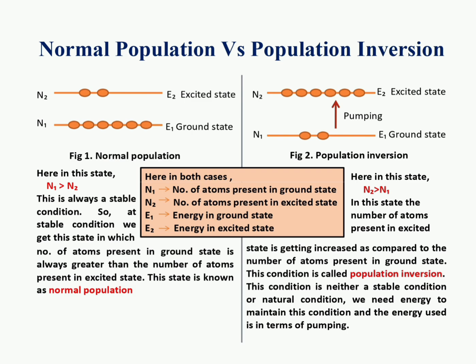To maintain this condition, we need energy, and the energy we are using is in terms of pumping. So population inversion is the precondition for the light amplification occurring in laser. This condition is neither a stable condition nor a natural condition. So the energy which is required is known as pumping, and the process in which more number of atoms are present in the higher state than in the lower state is known as population inversion. And to achieve population inversion, pumping is required.